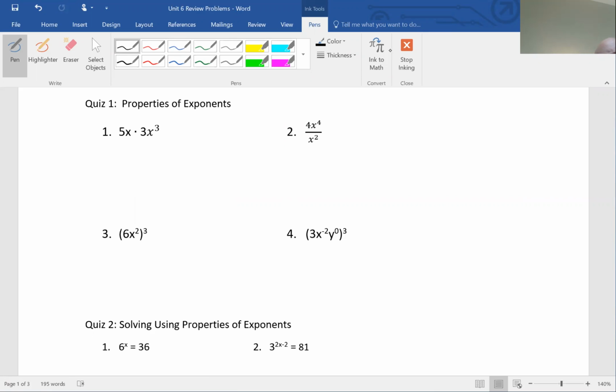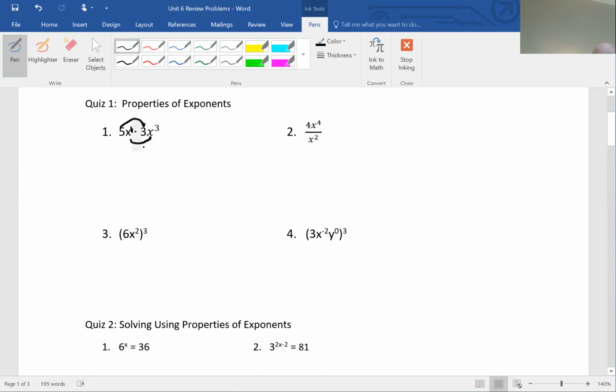Quiz 1, number 1, is 5x times 3x to the third. Whenever you're multiplying exponential terms together, you want to first multiply the prefixes together. And then when you multiply the variables together, you add the exponents.